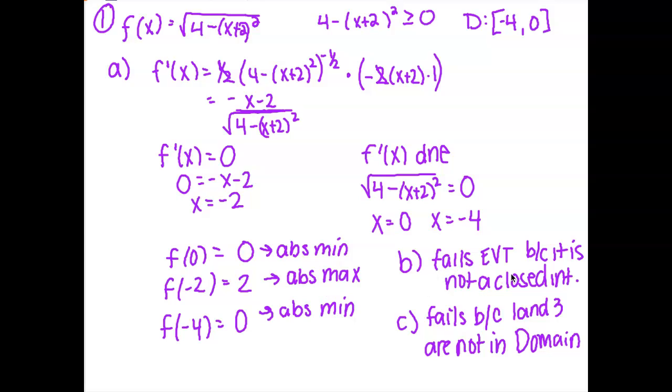Part B fails EVT because it is not a closed interval. Therefore, you are not guaranteed absolute extrema. And part C also fails because 3 is not in our domain. Our function cannot be 1 through 3.